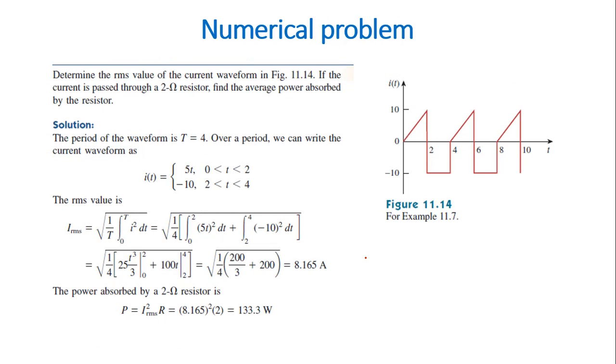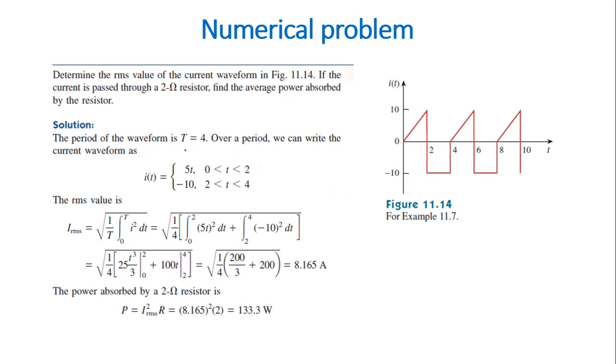So let us move on to discuss some numerical problems related to this concept. Here the problem statement is: determine the RMS value of the current waveform in figure 11.14. If the current is passed through a 2 ohm resistor, find the average power absorbed by the resistor. So this is the signal given. This is a periodic current waveform.